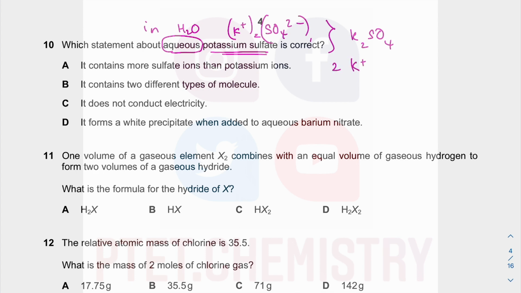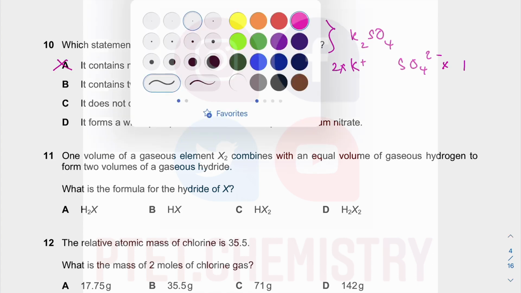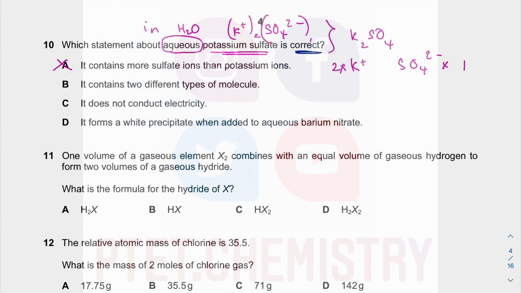Well, there is 2 times K plus and there is 1 time SO4 2 minus. So there is only 1 sulfate compared to 2 potassium. So that is wrong. And what do you want? You want correct. 2 different types of molecule. Molecule is not exactly wrong. This is a molecule. This is ionic. So I don't think I want that, okay? It does not conduct electricity is wrong.